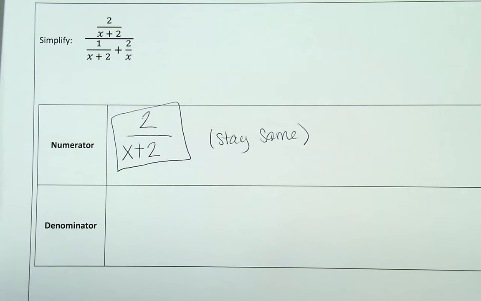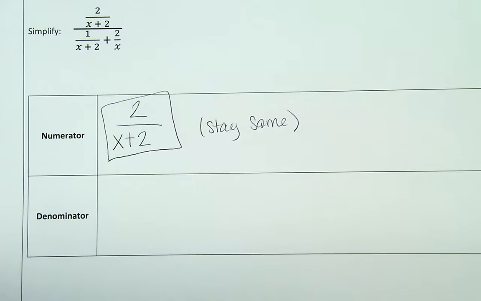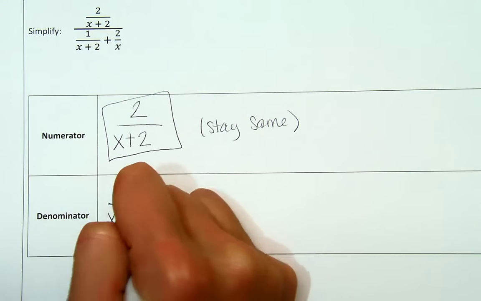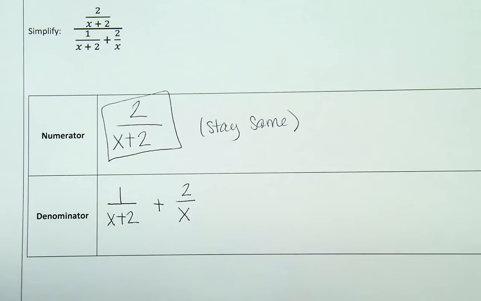Our denominator, however, has 2 fractions that are part of it. So I'm going to go down here and rewrite both fractions in the denominator piece. And we're going to do the exact same thing that we did in the previous examples. We're going to start off noticing that these 2 fractions cannot simply be added together because they have different denominators.